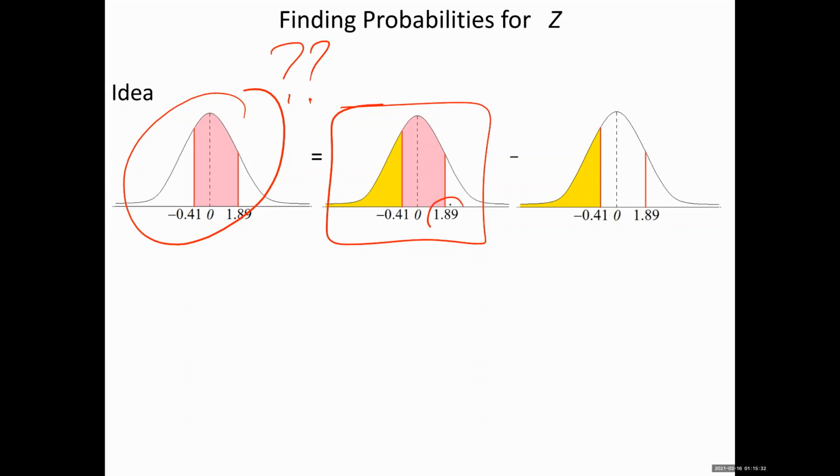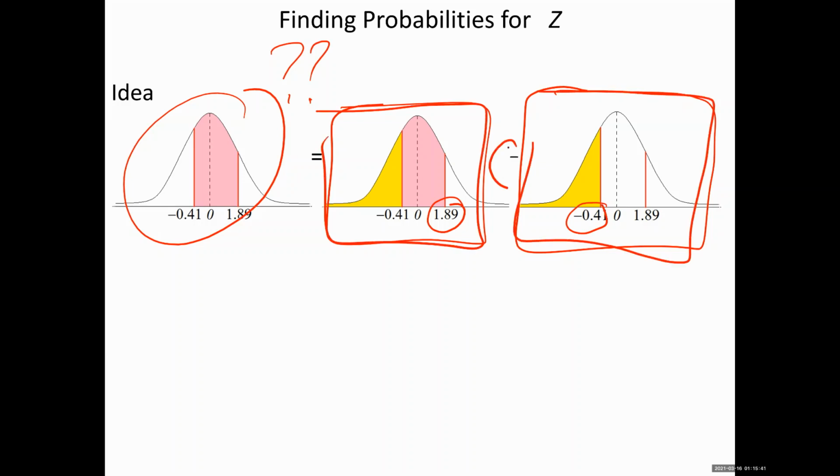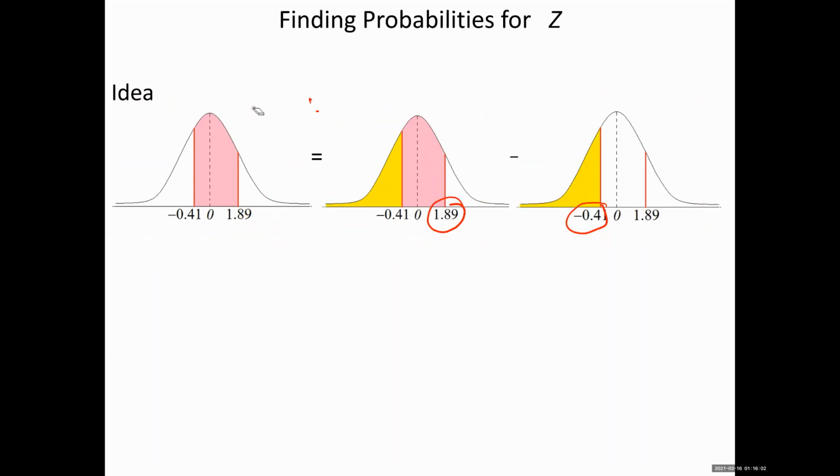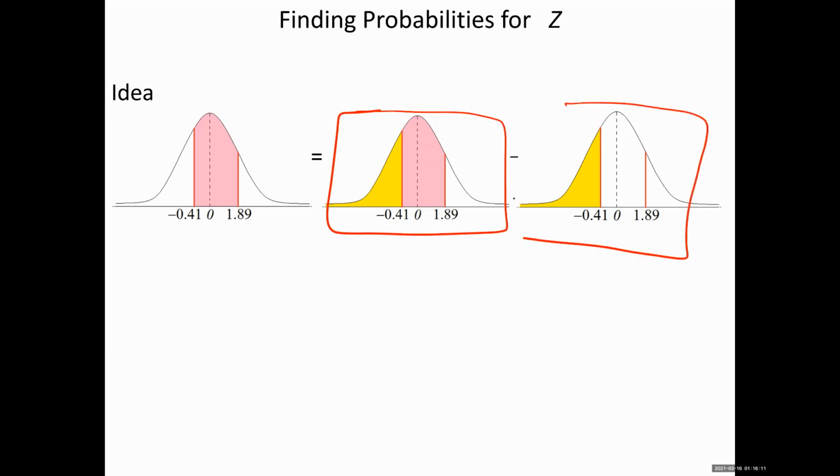That's the area to the left of 1.89. And this I can also find. This is the area to the left of negative 0.41. So we could find this area in the table, find this area in the table, and then subtract them, and we'll get the area we want. Okay, let me go through that one last time. Again, I'm trying to find the red area, which is the area between negative 0.41 and positive 1.89. So you throw in some more area, throw in the yellow. The red and yellow total is too big, but if you take away the yellow, you would get just the red area that you want. So the red is the red and yellow total minus the yellow. This one here is the area to the left of 1.89, so I can look that up in the table. This is the area to the left of negative 0.41, so I can look that up in the table. Then you subtract them.